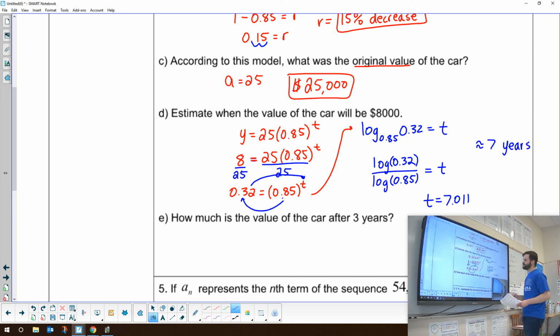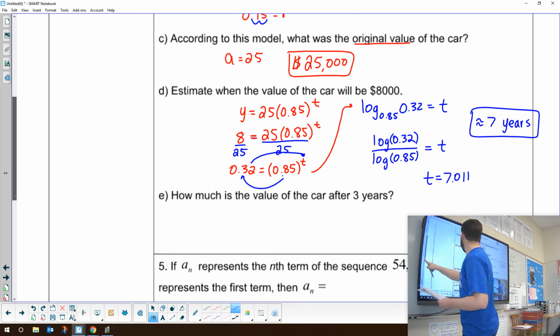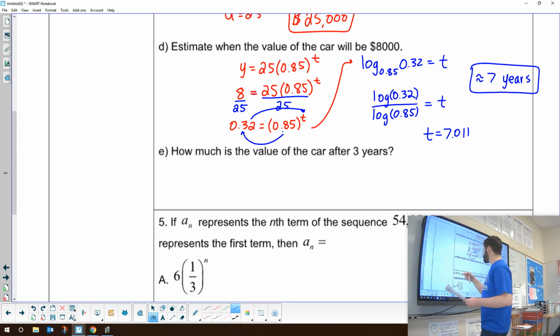When is it going to be equal to $8,000? In about 7 years. Okay, that's how much it's going to go down by. That's when, in 7 years, it's going to be equal to $8,000. Our last question, how much is the value of the car after 3 years?